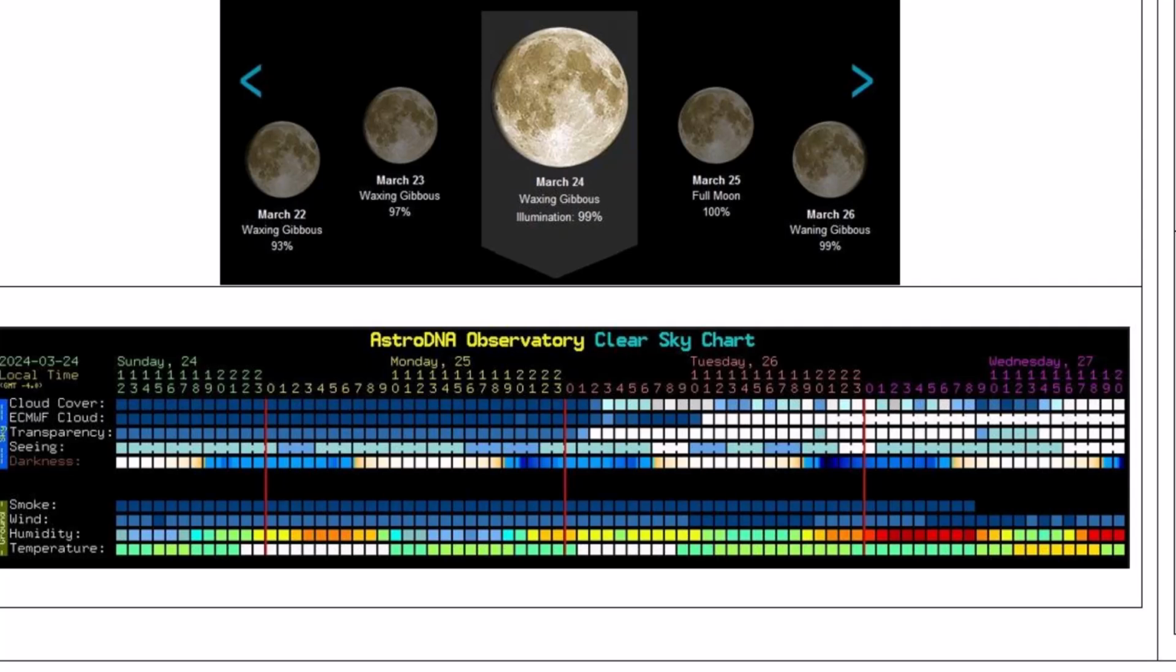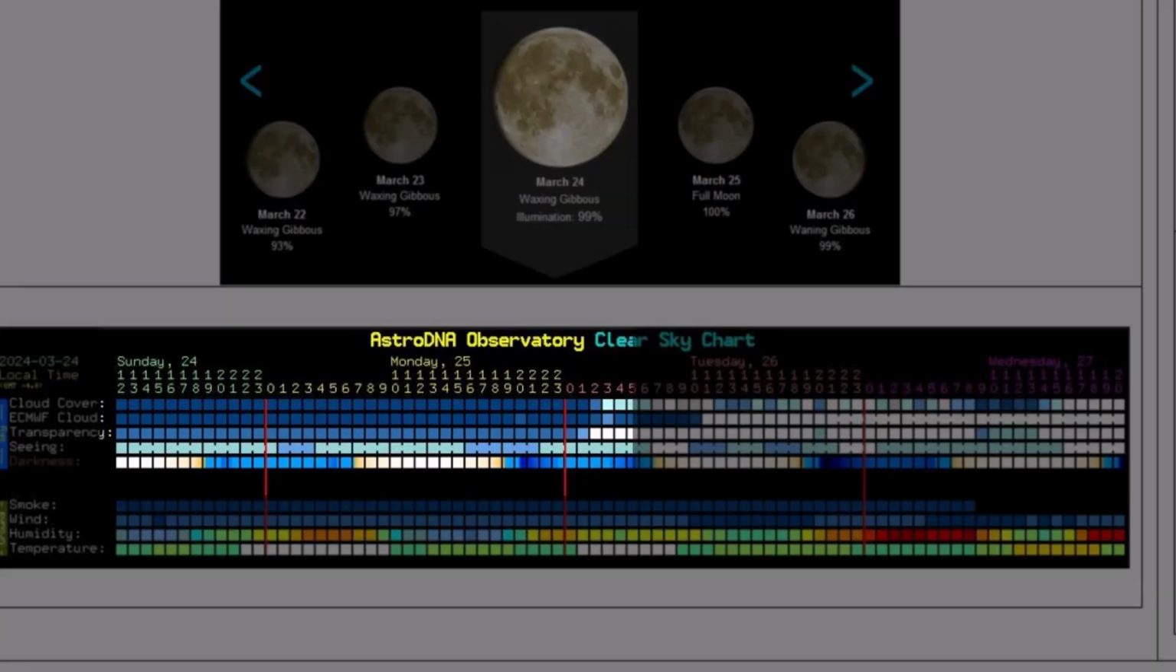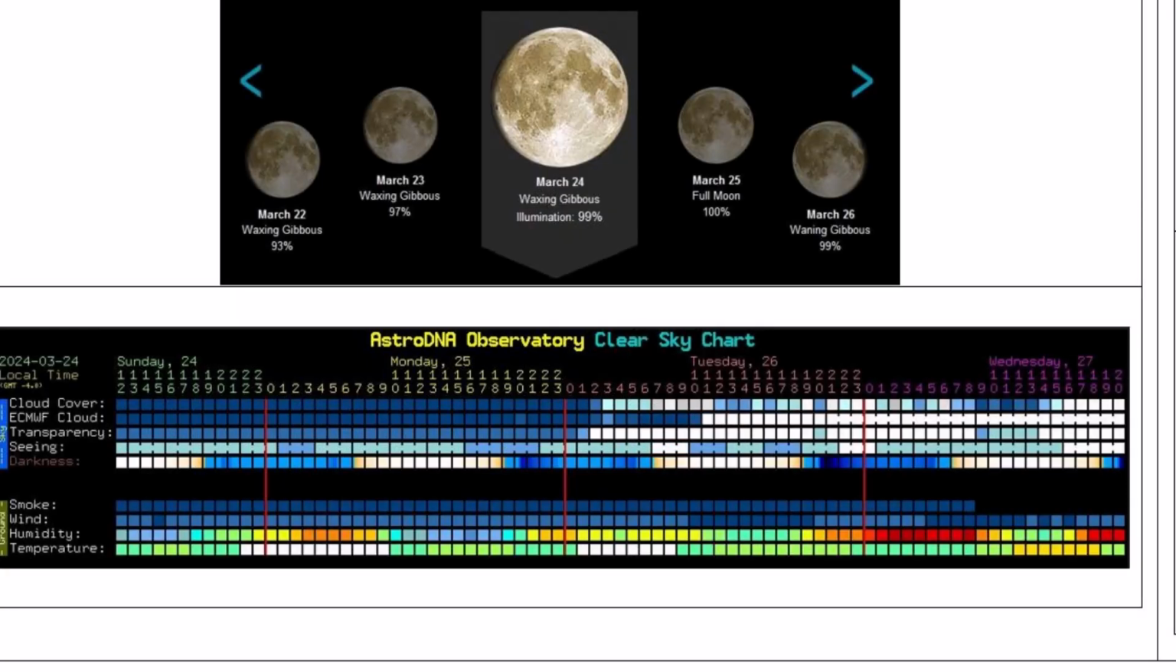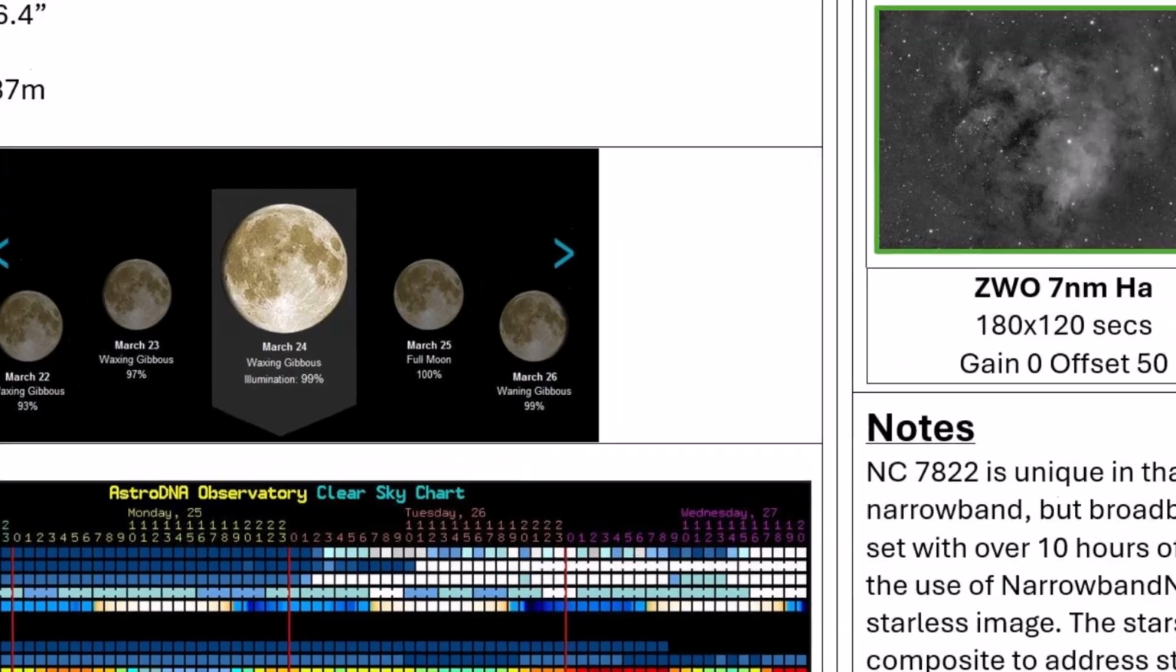So when you look at my clear sky chart, you'll see that for both of these evenings, I had no clouds. And clouds are the biggest thing that I can't stand, because you really cannot collect data through clouds.